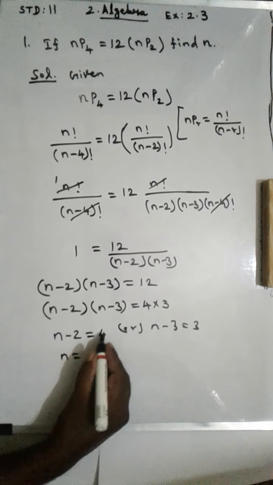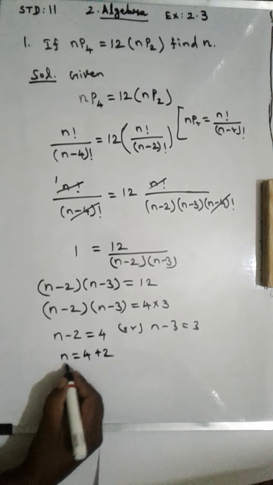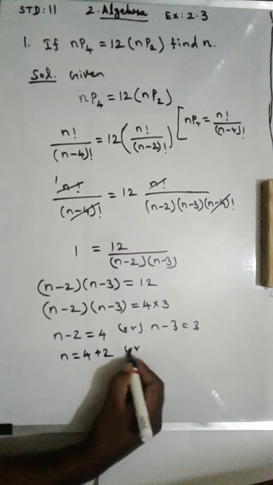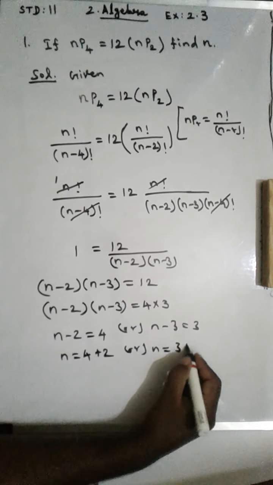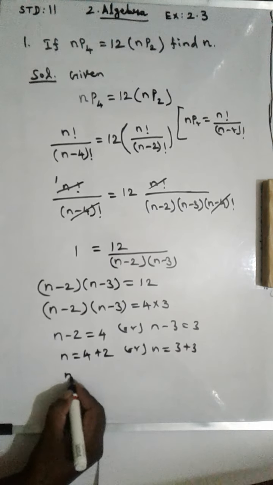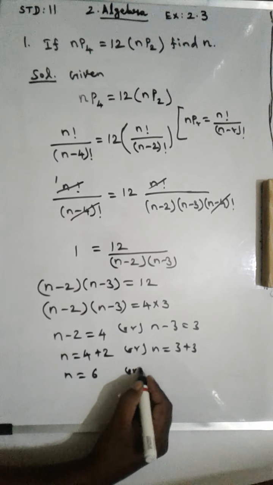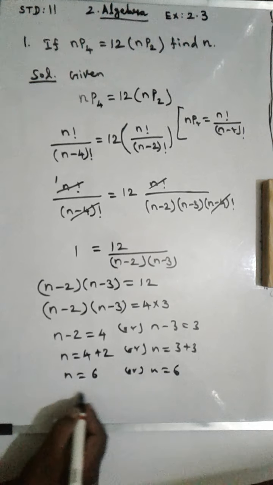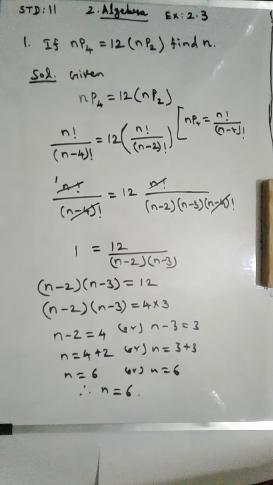n equals 4 plus 2, taking 2 to the right-hand side, or n equals 3 plus 3, taking 3 to the right-hand side. n equals 6. Therefore, the value of n is 6. That's all.